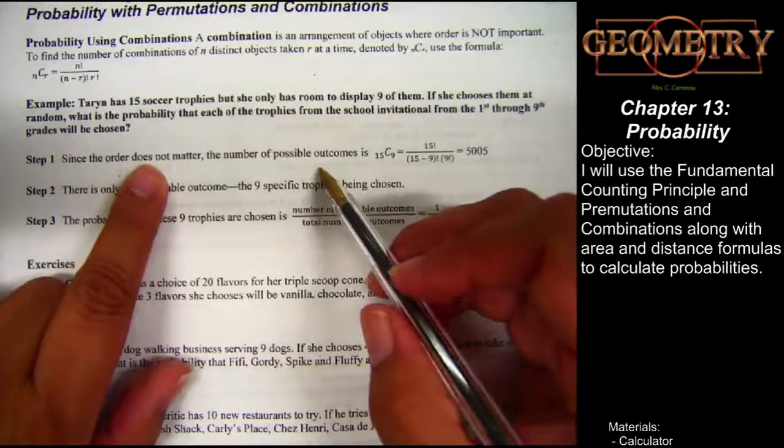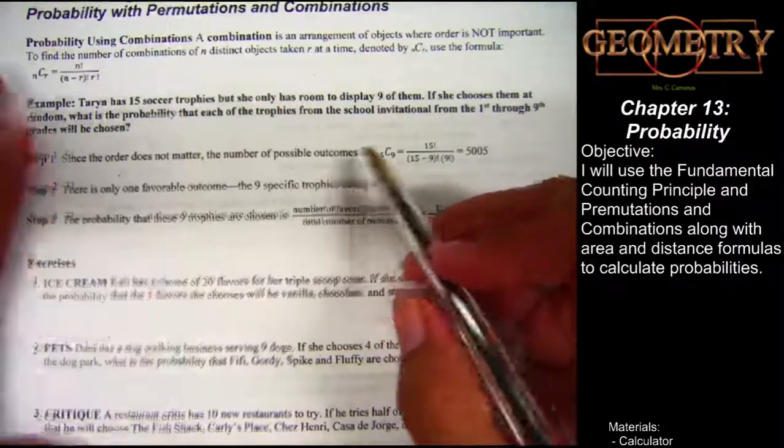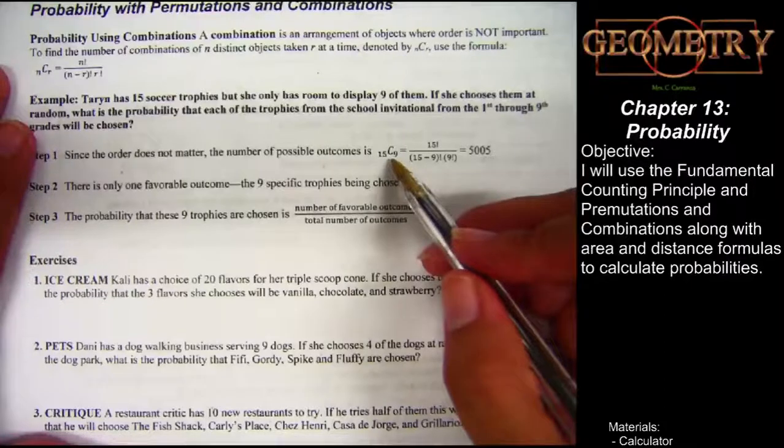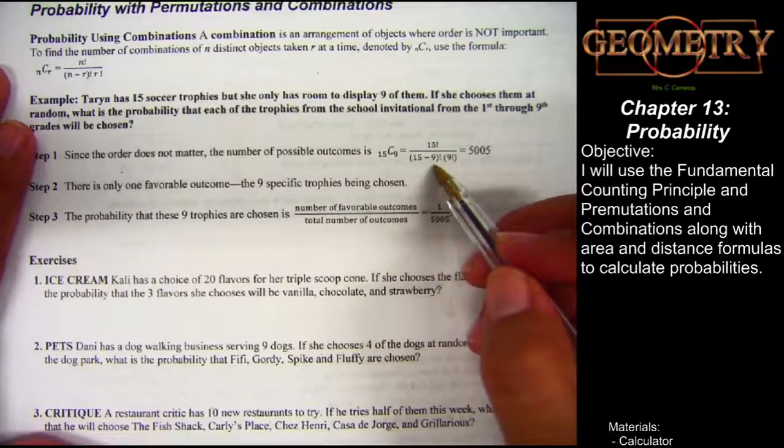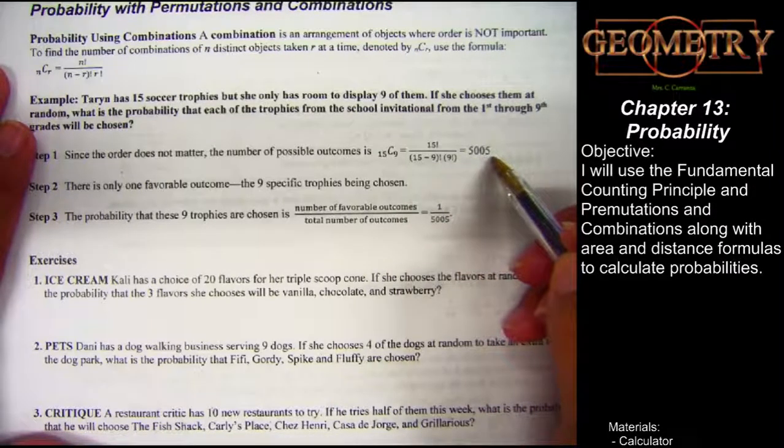Because order doesn't matter, she's just pulling them at random, we're going to use combination. 15 combine 9. There's the formula with the numbers put into it. That's how many different possible ways you could pull 9 trophies out of 15 trophies.